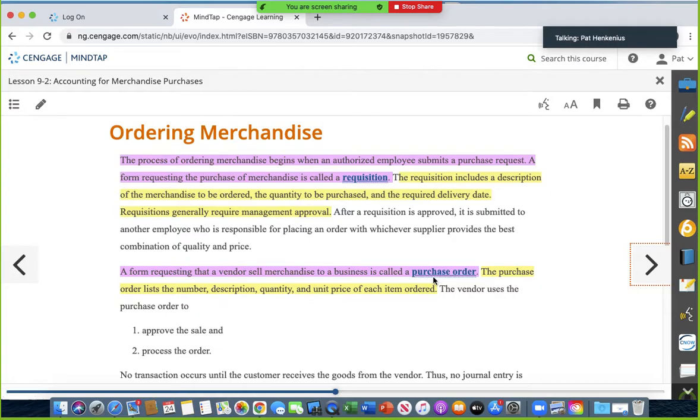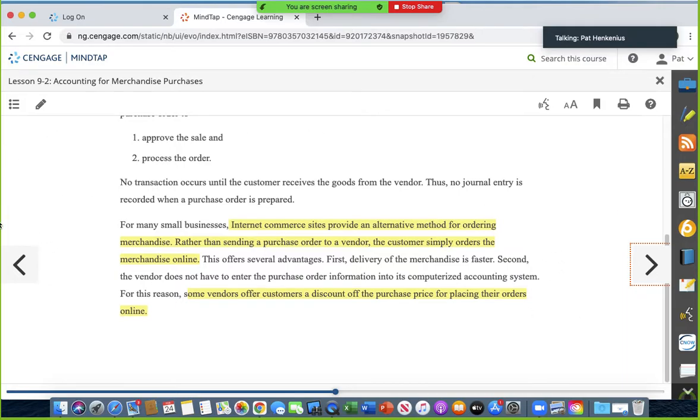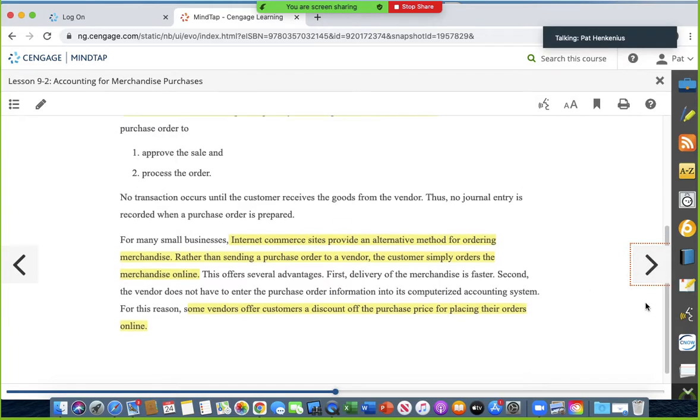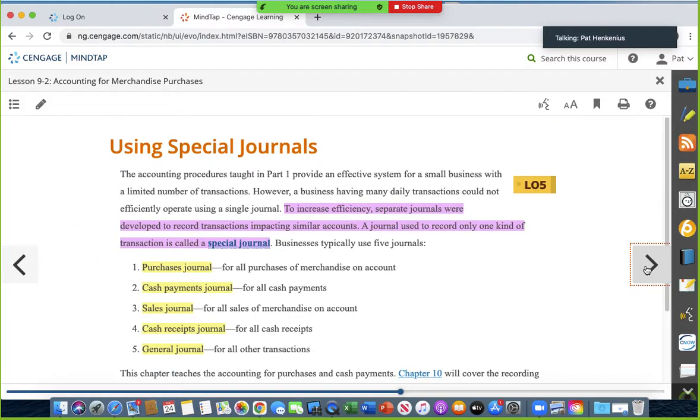Okay, and we just kind of looked at it. This is just saying if you buy things online, sometimes you get discounts. It's simpler to do orders. Some vendors will offer those things. It's nothing earth-shattering. Okay. For our purposes, we're going to order purchase orders to purchase our merchandise.